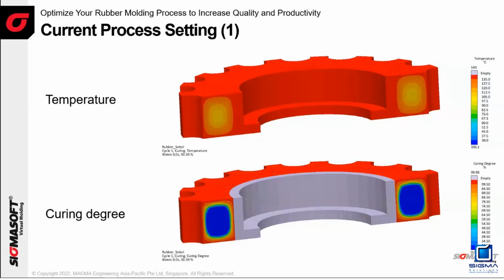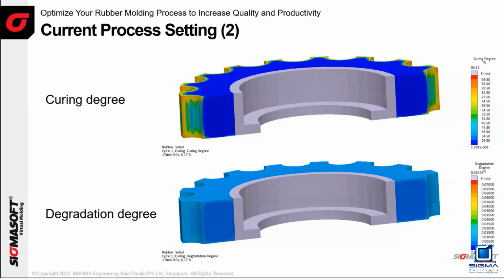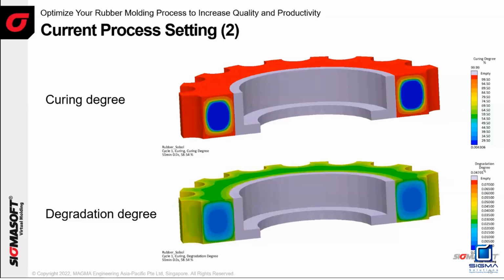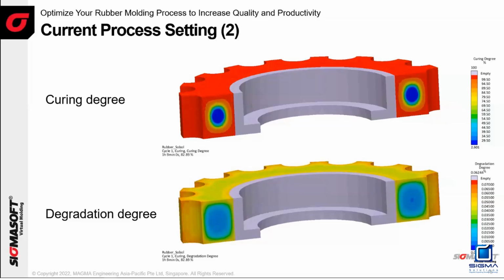So for 1 hour 30 minutes, around 99% of the curing happens after 1 hour 30 minutes based on the current settings. But why do they use this temperature? Because they also worry about the degradation. If they use a higher temperature, there is a chance of degrading the material.